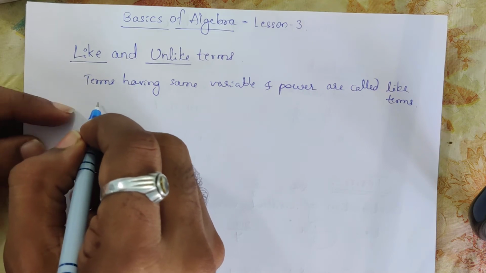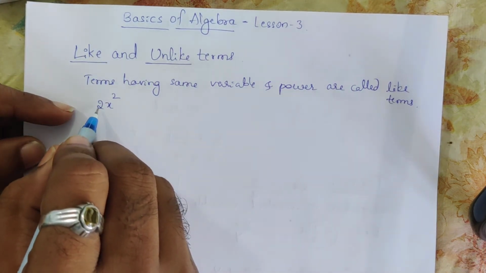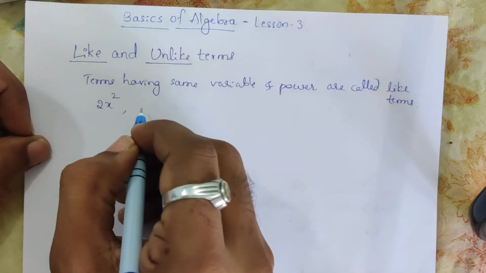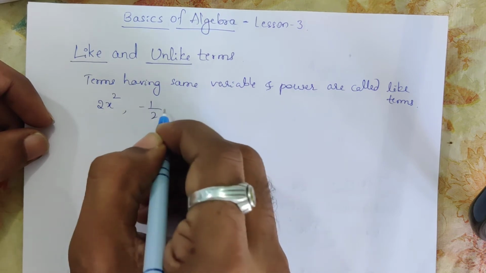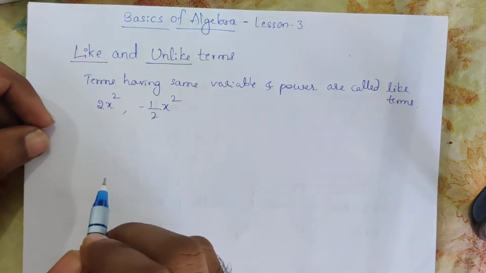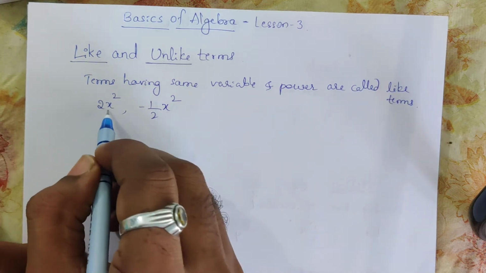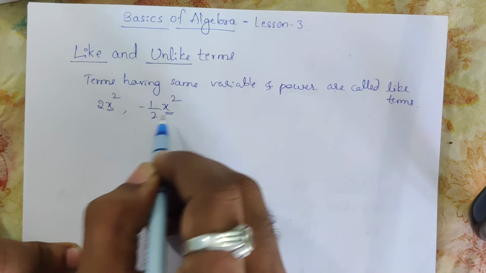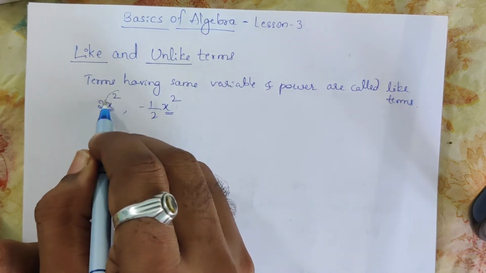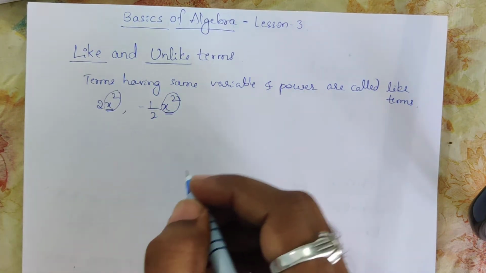Let's say, for example, I will take 2x square. This is one term. This is the constant, and there is a variable and power 2. Suppose I write minus 1 by 2 x square. Here you should not look at 2 and minus 1 by 2. To check whether they are like terms or not, you have to just see the variable part. Here x and power 2. So if this part is the same, then we call them like terms.